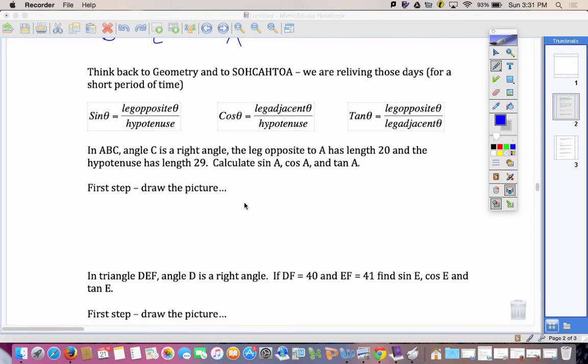Looking at the first guided example on page 295: in triangle ABC, angle C is a right angle. The leg opposite A has length 20, and the hypotenuse has length 29. Calculate sine A, cosine A, and tangent A. Your first step needs to be to draw the picture, so go ahead and do that.